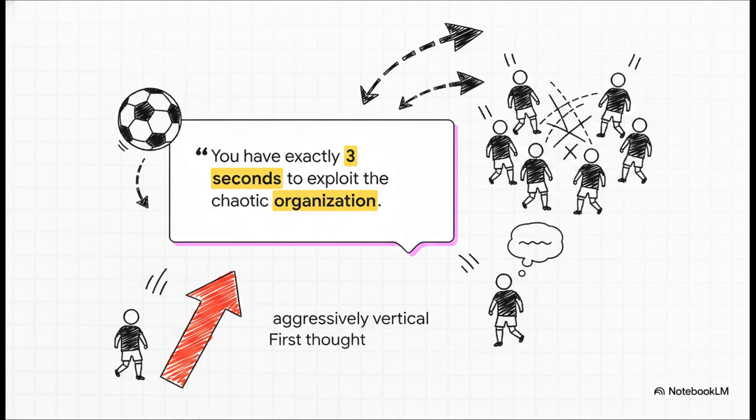Human instinct, right after defending intensely, is usually to take a breath and maybe make a slow, safe horizontal pass. But if you do that, the counterattack is dead. Your first thought absolutely must be aggressively vertical.